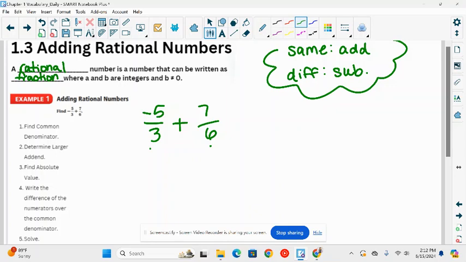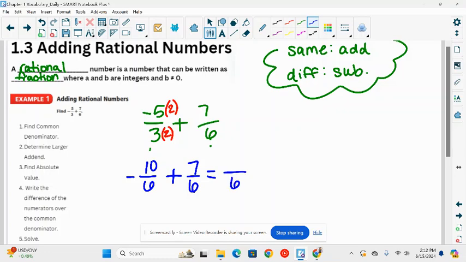Brian? You can times the 3 and get 6, and then you have to times the 5 to get. What are we timesing 3 by? 2. We're going to multiply the 3 by 2, and whatever we do to the bottom, we have to do to the top. So our new fraction is negative 10/6 plus 7/6. When I add fractions, do I add the denominator? No. I leave those the same.